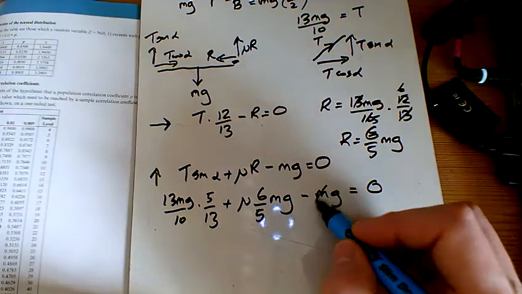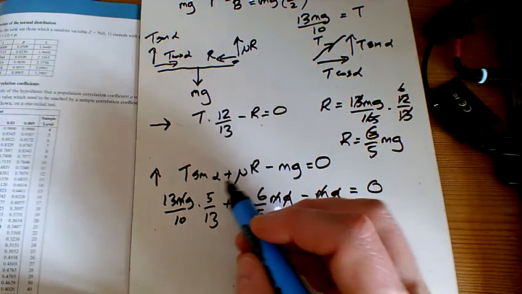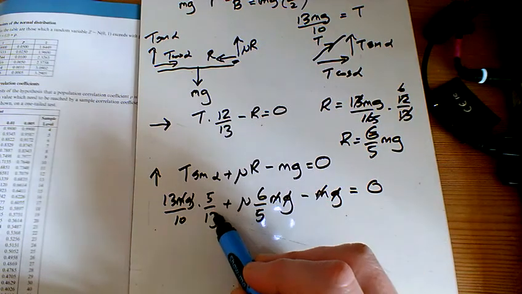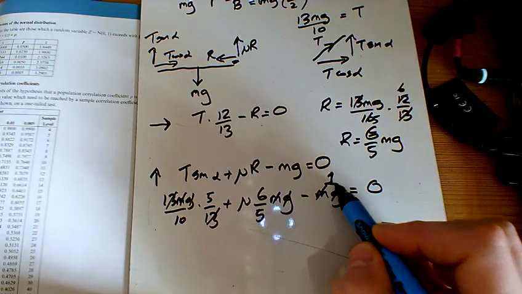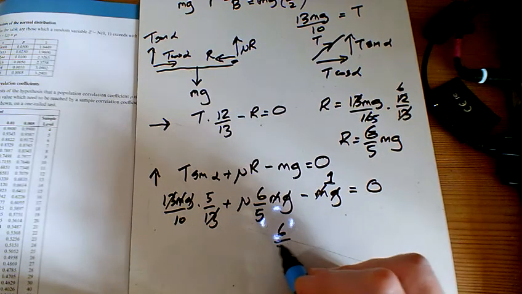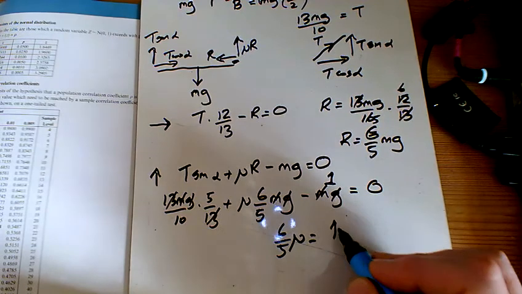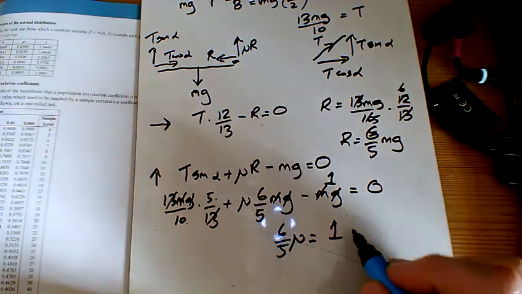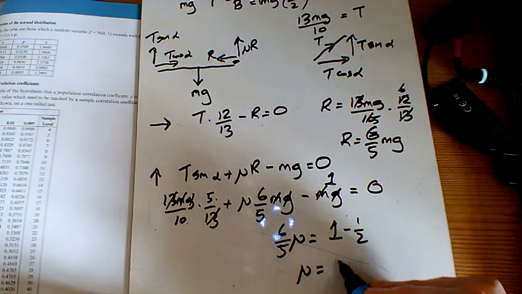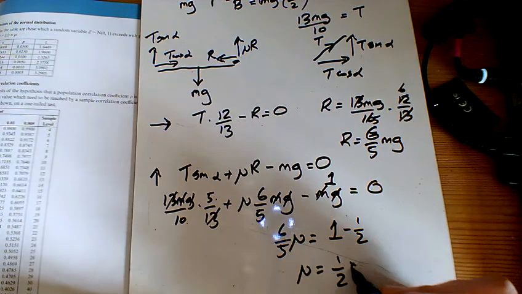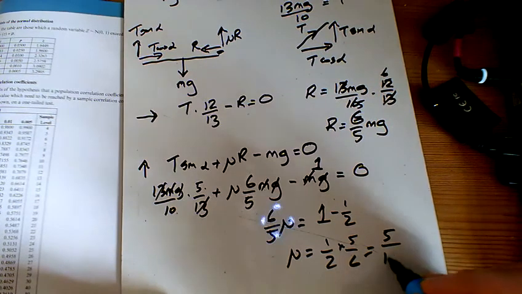Well, look, we've got an m in all of those, they can cancel. We've got a g in all of those, they can cancel. Those two 13s can cancel. So what have we got? We've got a total of 6/5 mu equals 1 minus 5/10, so 1 take away a half. So if that's a half, multiplying by 5/6, we've got the answer 5/12.